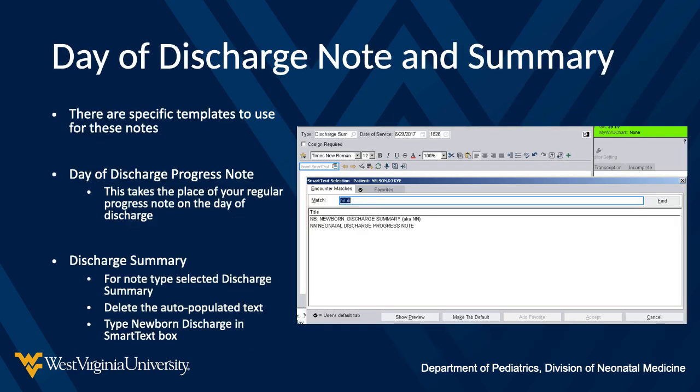There are specific note templates to be used for the discharge of newborns from the NICU. On the day of discharge, a day of discharge progress note will take the place of your regular daily progress note. For the discharge summary, the auto-populated note from the hospital system should be cleared, and instead a specific newborn discharge summary should be used. These note templates can be accessed by typing NN-DIS in the smart text box.